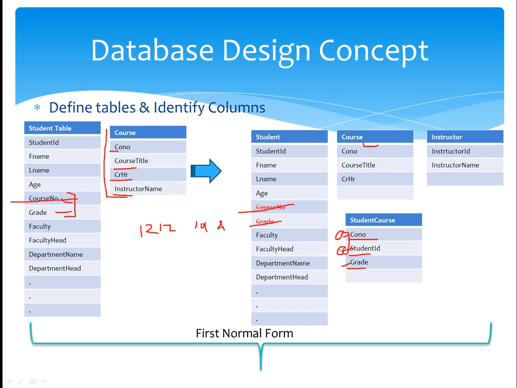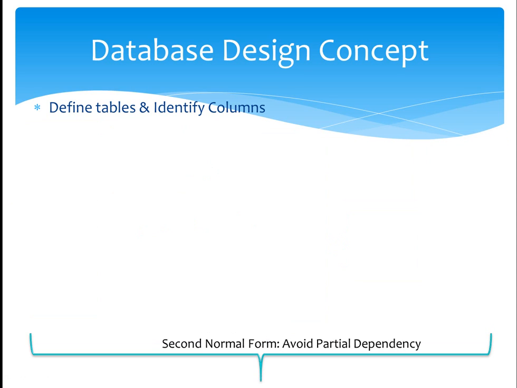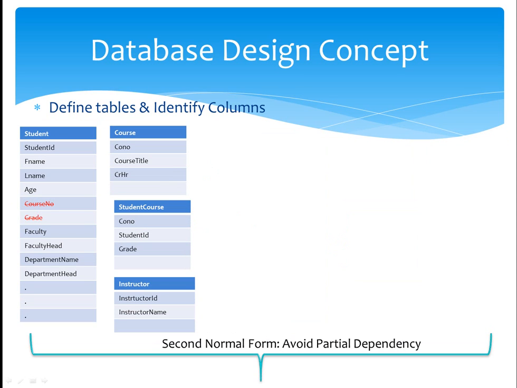That is first normal form. So first normal form is avoiding redundancy. To avoid redundancy, we have to break tables into different pieces. And second normal form is avoiding partial dependency. Even though we removed course number and grade from here, there is partial dependency. For example, faculty name and faculty head are dependent. That means faculty head is dependent on faculty name. Department head is dependent on department name. We have to avoid that kind of approach.